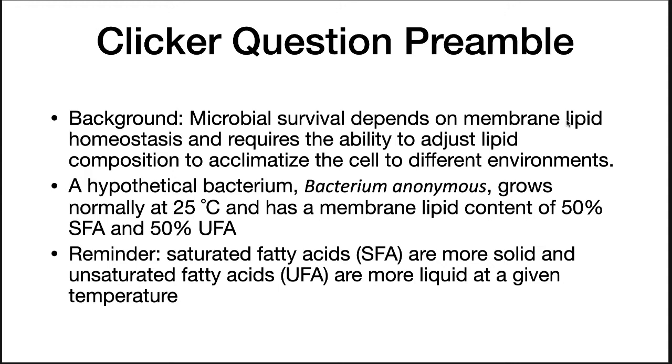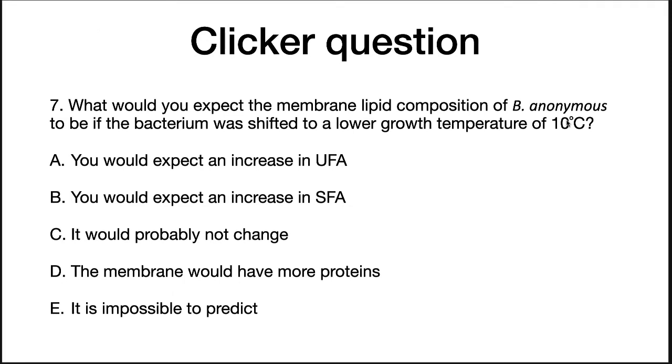Remember, saturated fatty acids are more solid and unsaturated fatty acids are more liquid at a given temperature. What would you expect the membrane lipid composition of B anonymous to be if the bacterium was shifted to a lower growth temperature of 10 degrees centigrade? The correct answer is A. You would expect an increase in unsaturated fatty acids. As the temperature cools, the membrane would become less permeable and less fluid. To counteract this, B anonymous would take out saturated fatty acids and add in unsaturated fatty acids.